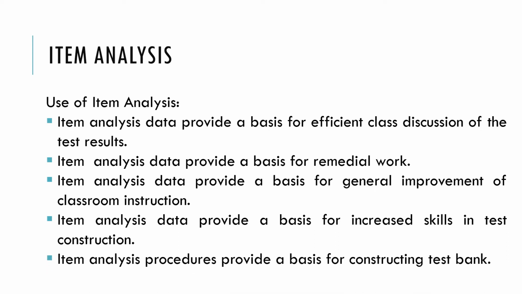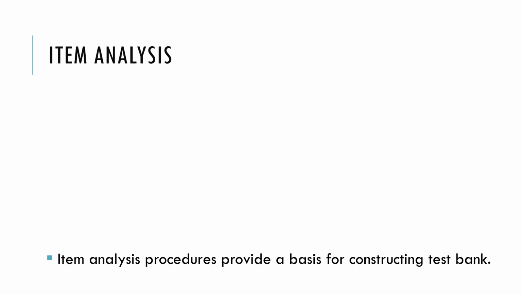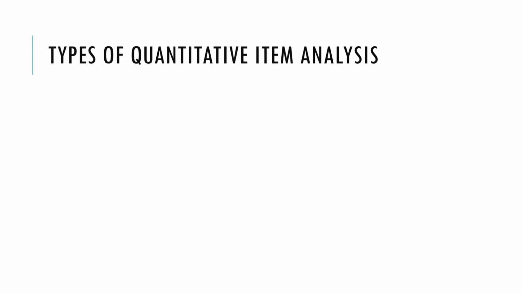Now let's proceed to the types of quantitative item analysis. Okay. There are three common types of quantitative item analysis, which provide teachers with three different types of information about individual test items. These are difficulty index, discrimination index, and response options analysis. So we'll be having first the difficulty index.